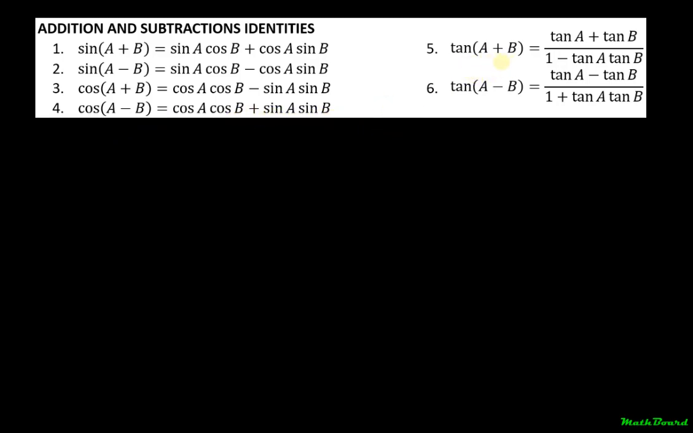Then tangent A plus B is tangent A plus tangent B over 1 minus tangent A tangent B. Then for tangent A minus B, that's tangent A minus tangent B divided by 1 plus tangent A tangent B. Okay, how are we going to use these identities? So let's start with the first example.